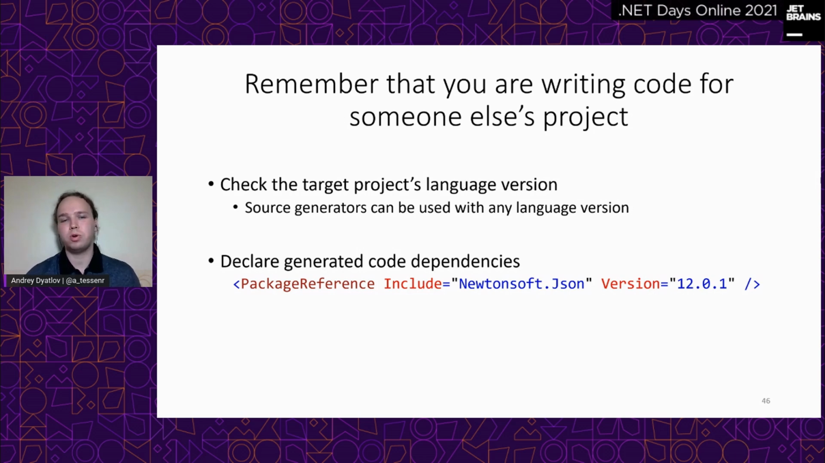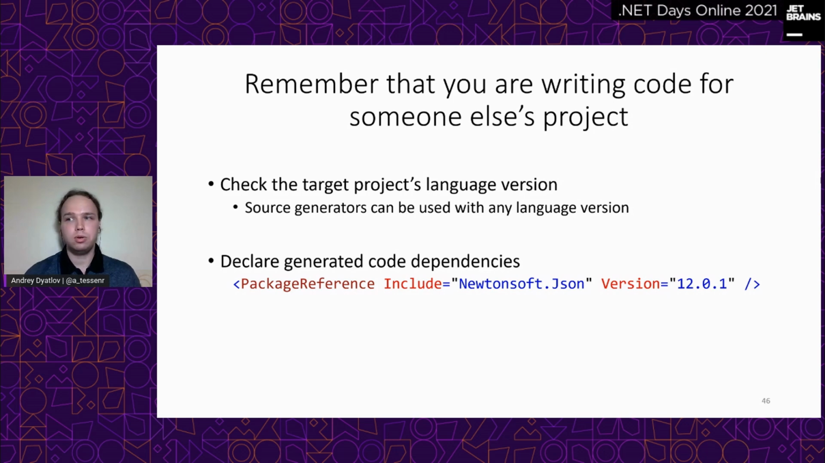So these people will probably not be happy if you add some pattern matching or covariant return types in their solutions. And actually, source generators aren't even a C# language feature. You can declare generators that will write some Visual Basic code as well.